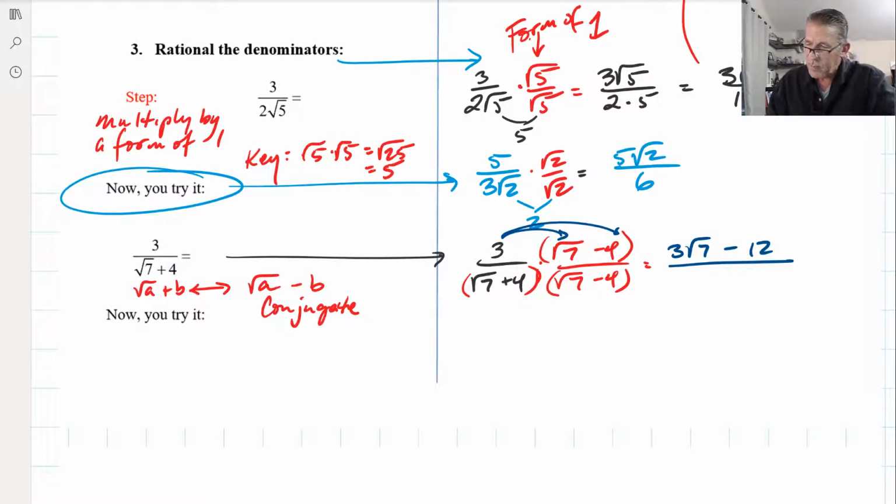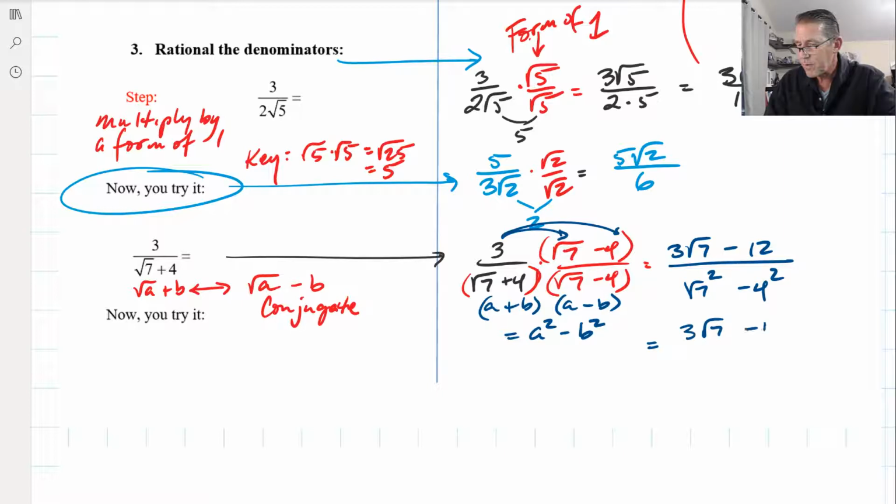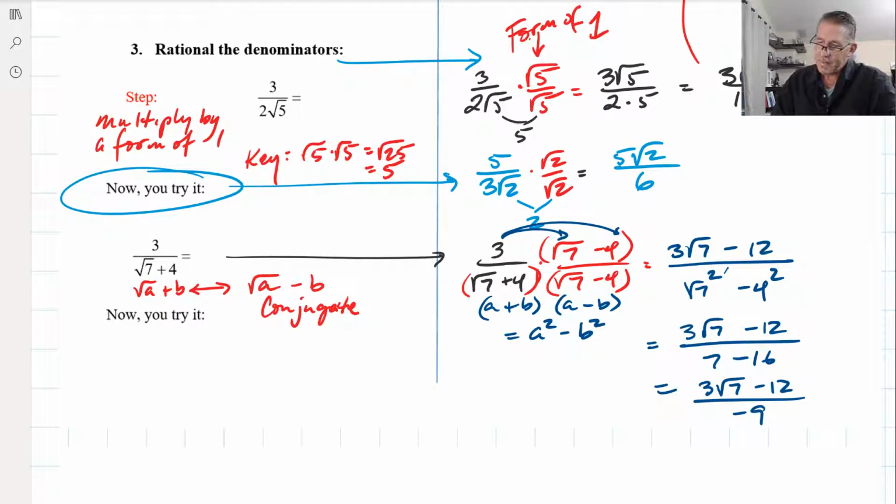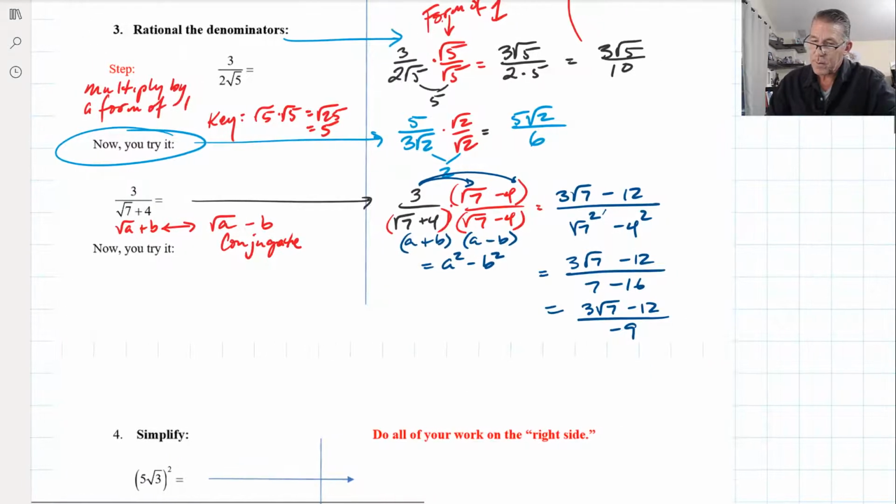Now the denominator here is a difference of squares. And so you can see the structure. A plus b times a minus b is always equal to a squared minus b squared. So this is the square root of 7 squared minus 4 squared. So you get 3 root 7 minus 12 up top, divided by 7 minus 16. Root 7 squared is 7, 4 squared is 16. And so my final answer is 3 root 7 minus 12, divided by negative 9. And that's all there is to it.